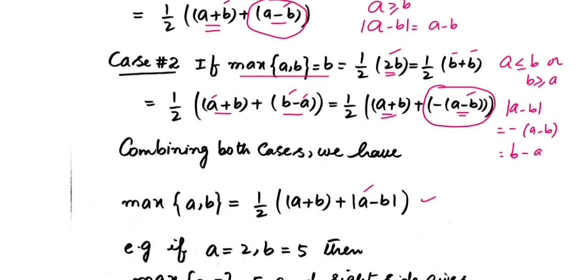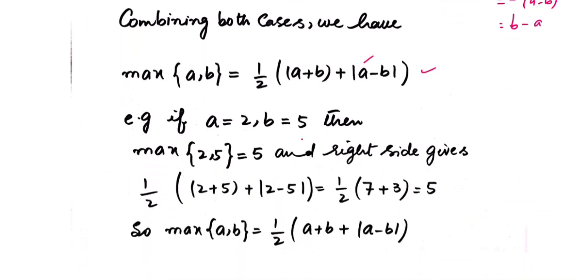Just for our understanding, you can verify this formula by a simple example. If you take a equal to 2 and b equal to 5, then the left hand side, the maximum value of 2 and 5, is simply equal to 5. The right hand side, by substituting a = 2 and b = 5, becomes 2 + 5 + |2 - 5|. 2 - 5 is minus 3, but its absolute value is 3. 7 plus 3 is 10, and 10 divided by 2 is equal to 5. So the left hand side is equal to the right hand side.